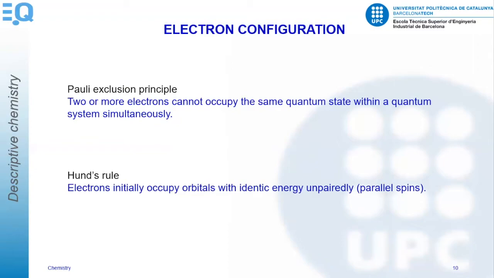As for Hund's rule, it tells us the electrons at the beginning take place in orbitals with an identical energy, unpaired. That means they're parallel spins. Later on, they will change, and they will not be parallel anymore.